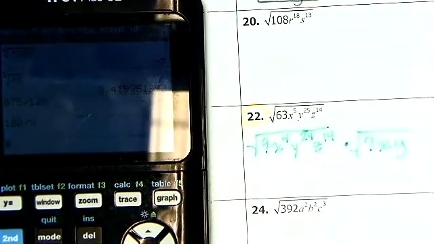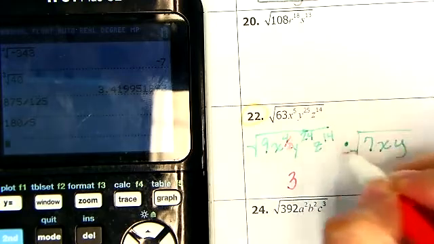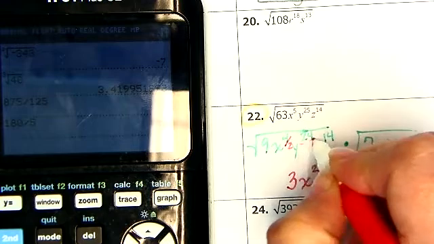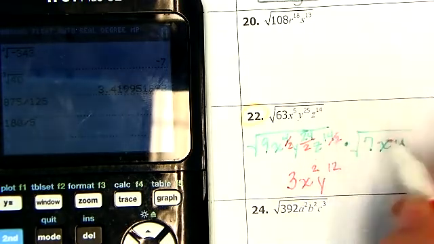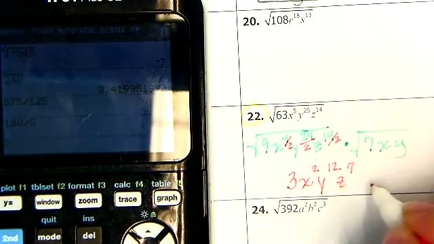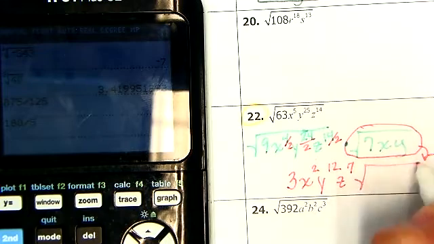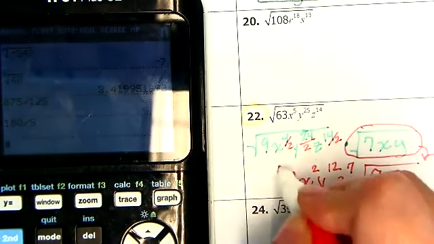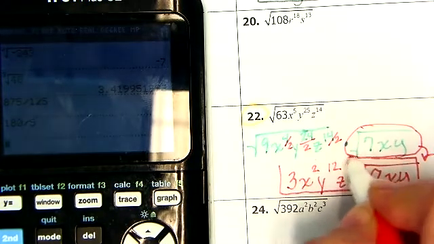And now I simplify and take the square root. The square root of 9 is 3. X to the 4th, I divide by 2, so that's going to give me x squared. 24 divided by 2 for the y, so that's going to give me y to the 12th. 14 divided by 2, so that's going to give me z to the 7th. And then this is what's left, so I just bring it down. So I have radical 7xy. So my final answer is 3x squared y to the 12th z to the 7th radical 7xy.